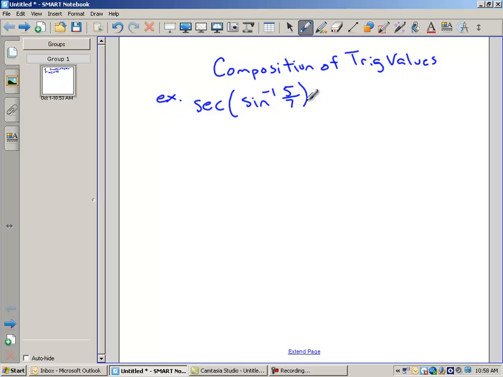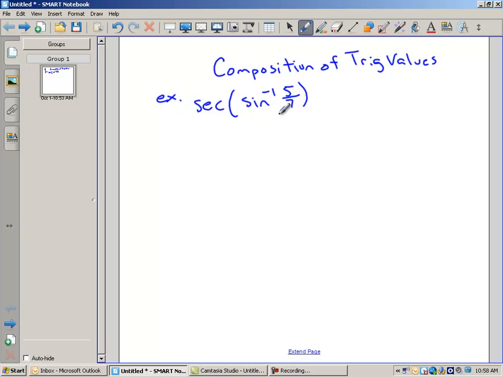This means to find the secant of the angle that has a sine of 5/7. And we're not going to actually have to find the angle. We're just going to draw this angle in the correct quadrant whose sine is 5/7, and then we're going to find the secant using that triangle, and we really won't have to find the angle. Let me show you what I mean by that.